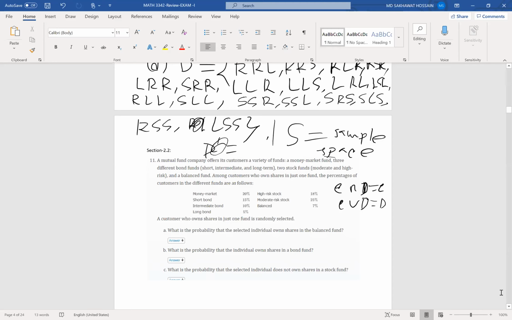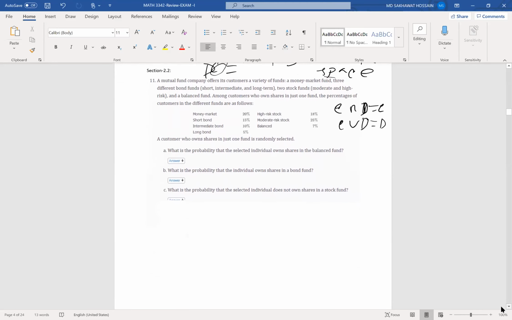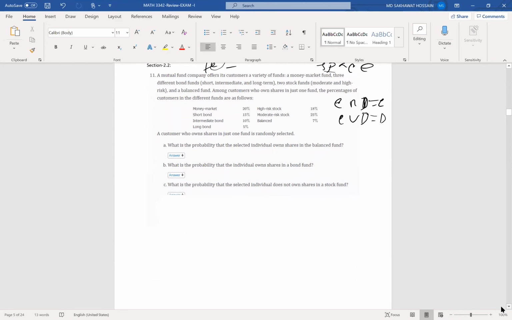Okay, so this problem is from section 2.2. Here we have different funds and their percentages. The percentages of customers in the different funds are as follows. The customer can invest in the money market, short bond, intermediate bond, long bond, high risk stock, moderate risk stock, or balanced investment. So the customers can have different types of investment.